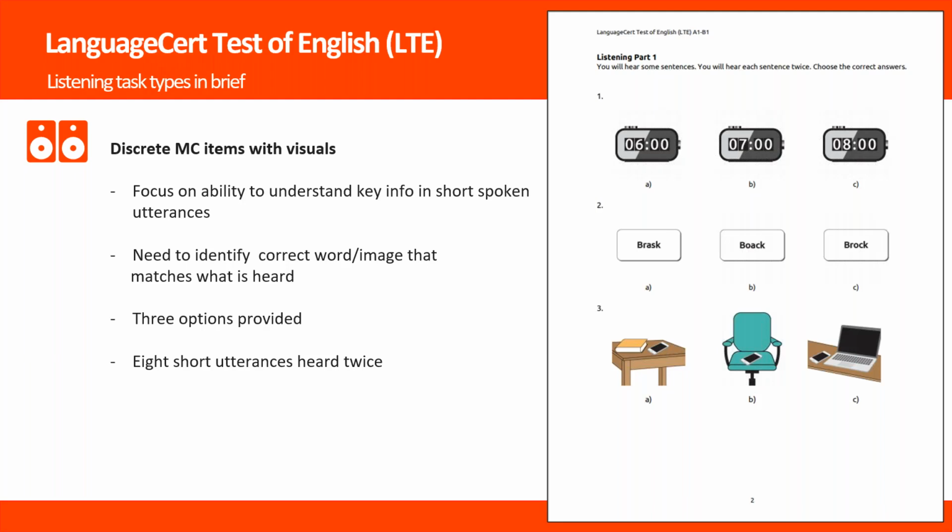On this slide, on the right, you can see the first part of the listening component. The rubric asks the candidate to listen to some sentences and choose the correct answers. Candidates are presented with discrete multiple-choice items with visuals. The items focus on the candidate's ability to understand key information in short spoken utterances, and candidates need to identify the correct word or image that matches what is heard. 3 options, A, B, and C, are provided, and all utterances, all of which are short, are heard twice.